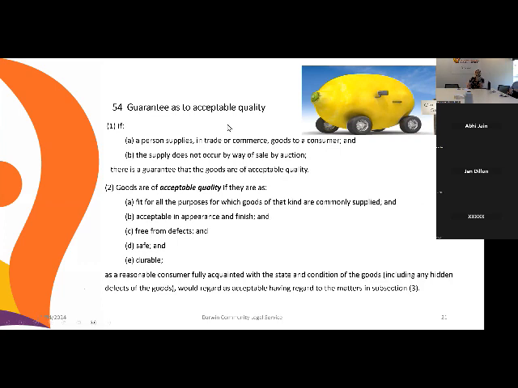So the one that I'm really going to focus on is acceptable quality. That's section 54 of the Australian Consumer Law. It's the most common one that we see with goods. Essentially it states that if a person supplies in trade or commerce goods to a consumer and the supply does not occur by way of sale by auction, there is a guarantee that the goods are of acceptable quality. So if we just break that down, is it in trade or commerce?